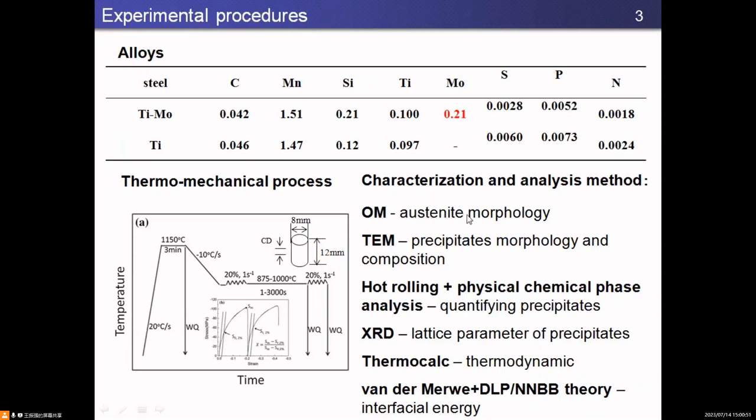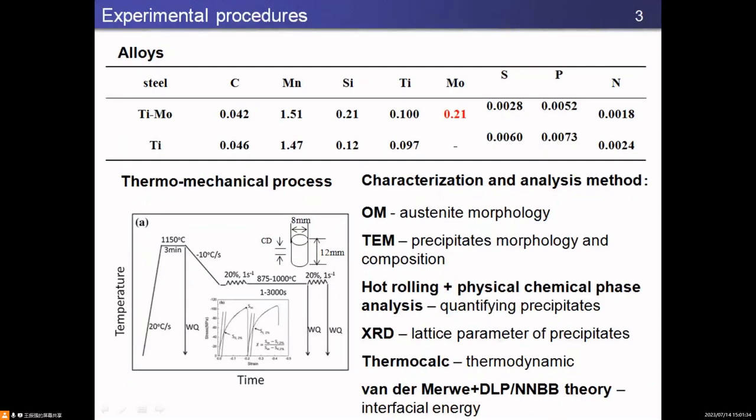OM is used to see austenite morphology. TEM is used to analyze precipitate morphology and composition. Hot rolling plus physical chemical phase analysis is used for quantifying the precipitates. XRD is used to measure the lattice parameter of the precipitates. Thermo-Calc is used for thermodynamic calculation. And the Wagner plus DLP-NBB theory is used to calculate the interfacial energy of the MC carbide and gamma system.